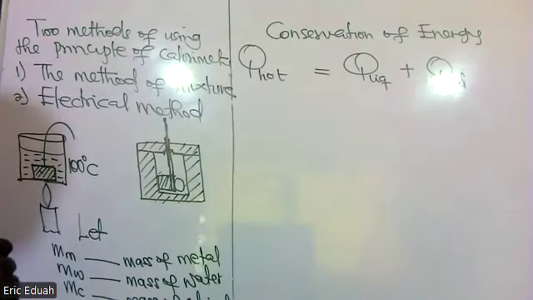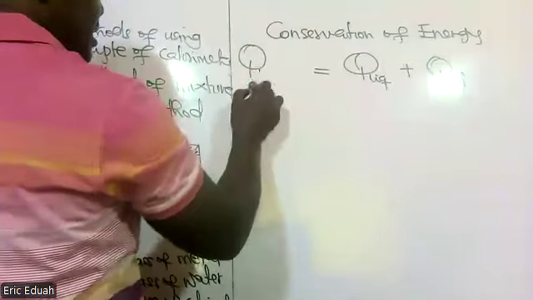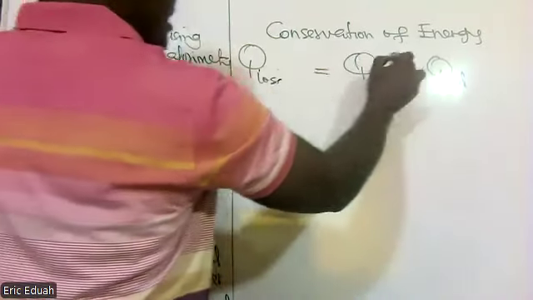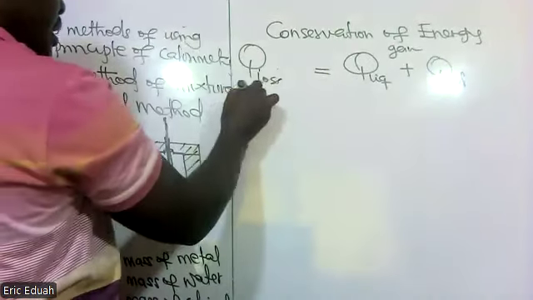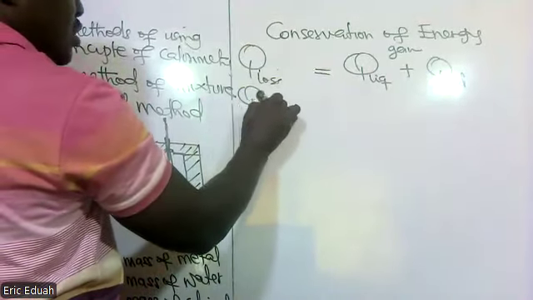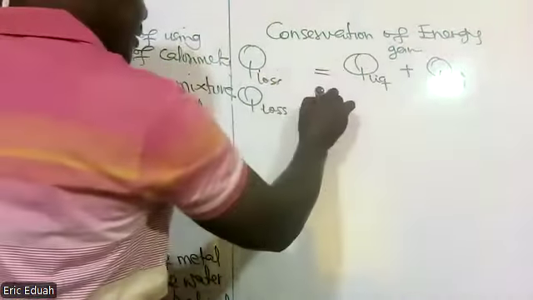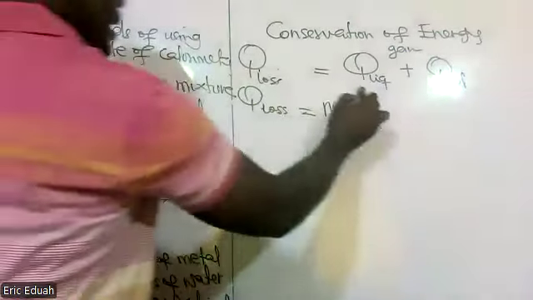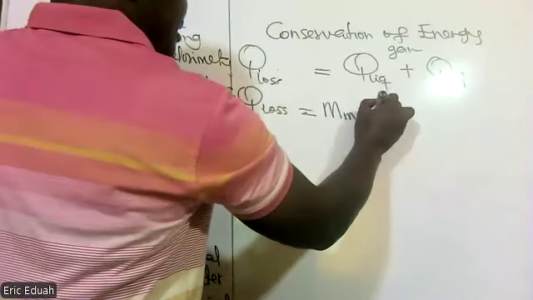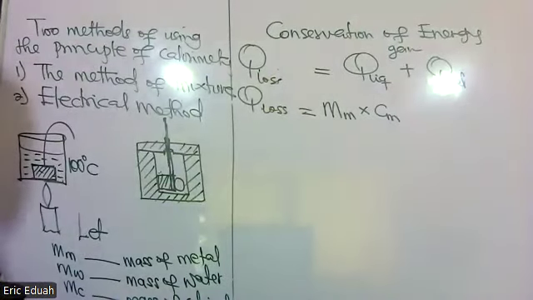Yes. All right, so let's identify the heat loss by the metal. This is heat loss and then gain by the two. The heat loss would be equal to the mass of the metal, Mm, times the specific heat capacity of the metal.